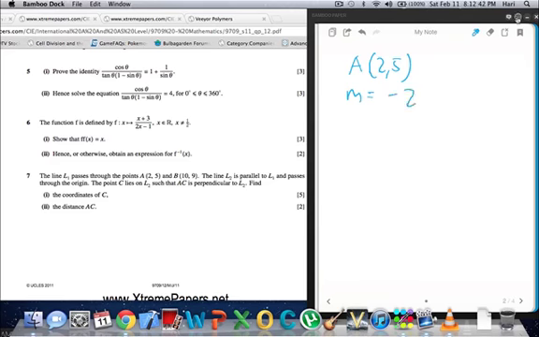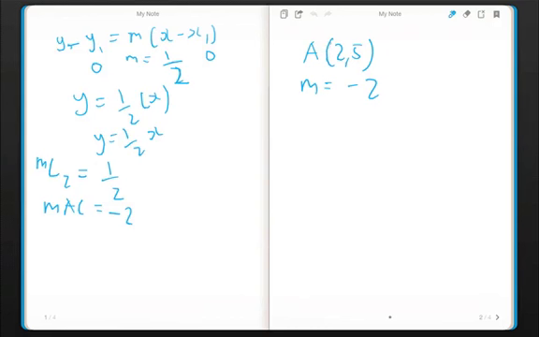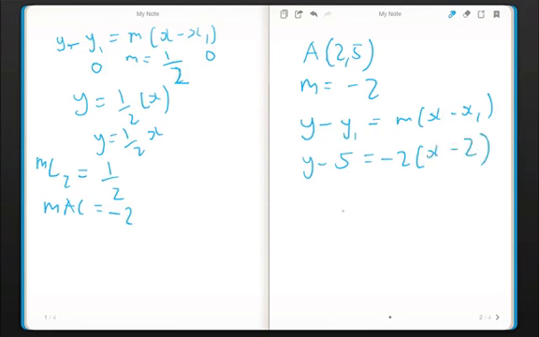Since we have one point and the slope of the line going through that point, we can use point slope form. So y minus y1 is equal to m into x minus x1. So y minus 5 is equal to -2 into x minus 2. So y is equal to -2x plus 4 plus 5. Y is equal to -2x plus 9. So what are the coordinates of C? Let's find that out.